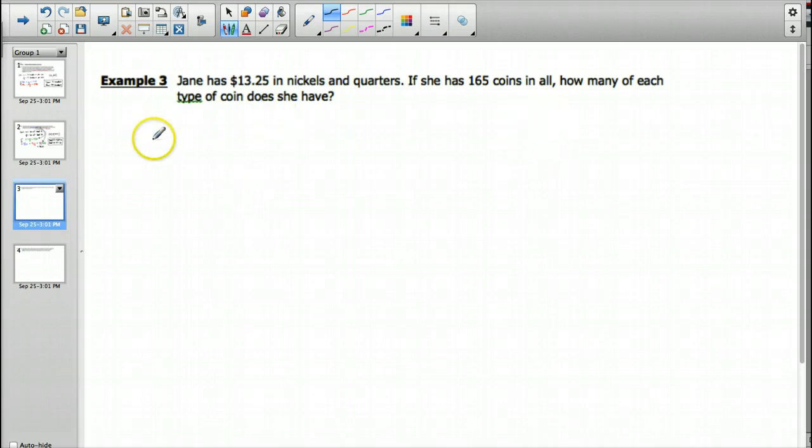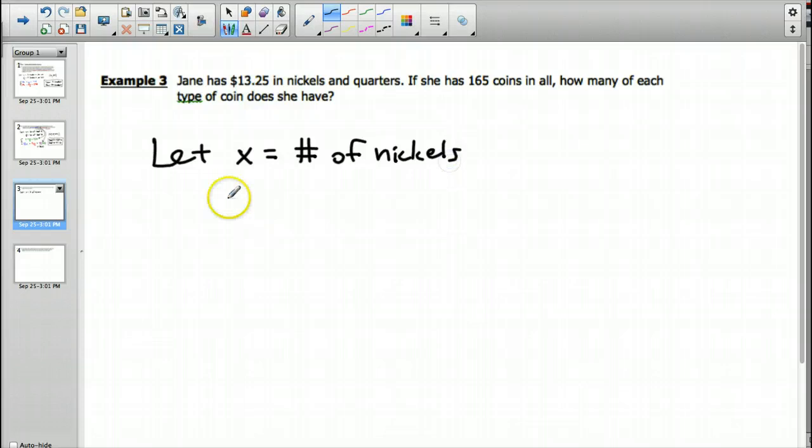Well, we know she has 2 different types of coins. She has nickels and she has quarters. So I can let X be the number of nickels she has, and Y can be the number of quarters.